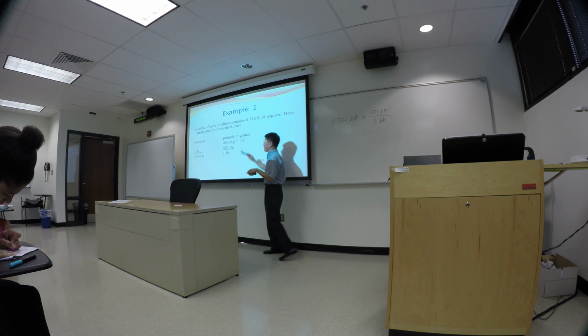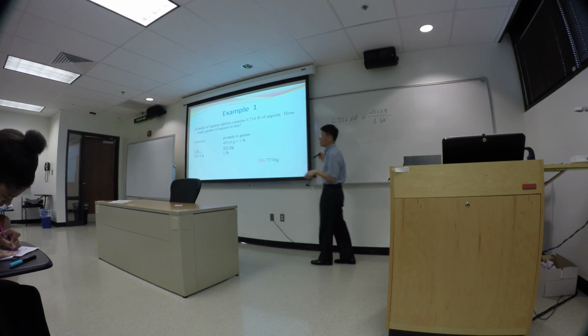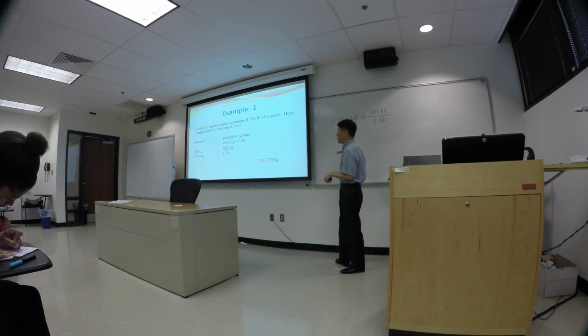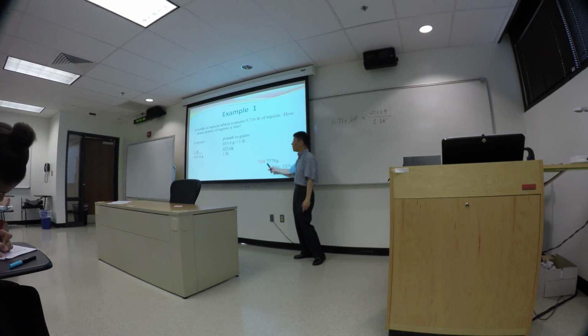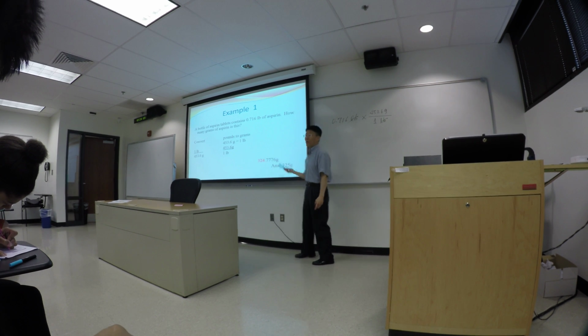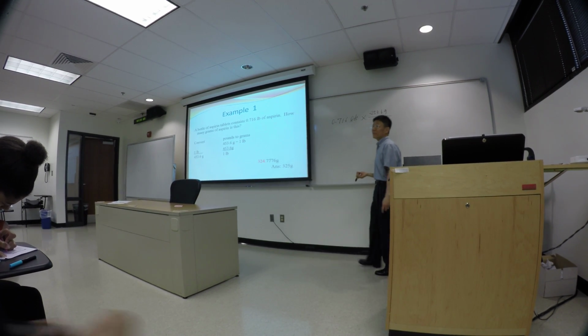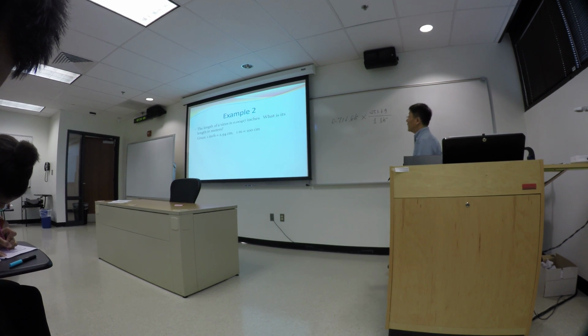Right. Okay. So the answer should have 3 sig figs. 324.777, the answer would be 325. You round it up, because this digit is more than 5. You round the previous digit up by 1. So that's one practice, one exercise there.